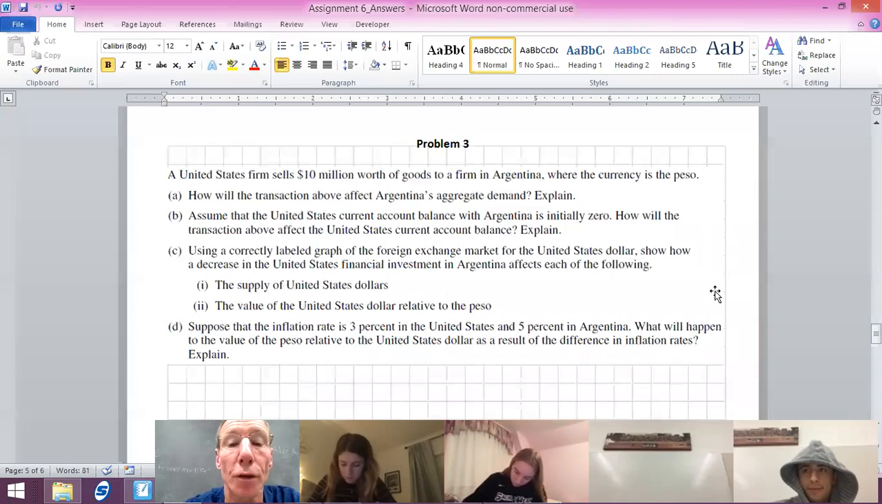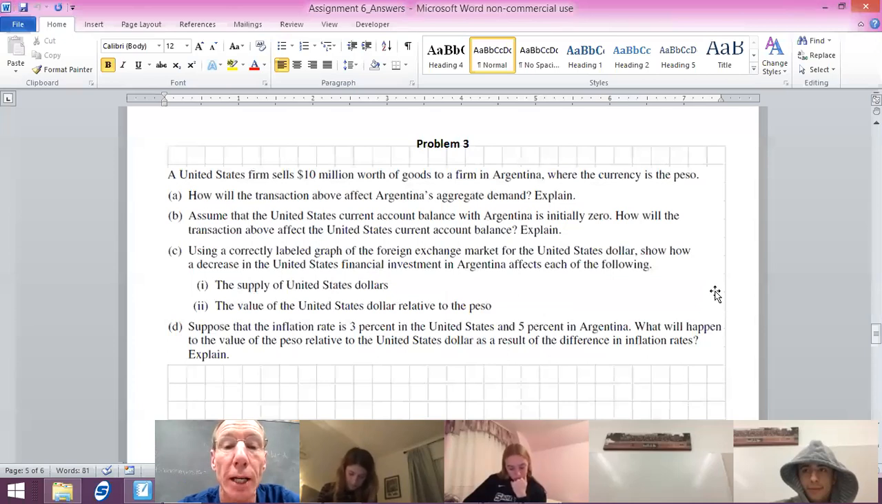Okay, now we have to draw this foreign exchange market graph again, and it's saying using a correctly labeled graph of the foreign exchange market for the US dollar. So that's going to be what you put on the horizontal axis, quantity of dollars. Show how a decrease in financial investment in Argentina by the US affects each of the following: the supply of US dollars and the value of the US dollar relative to the peso.